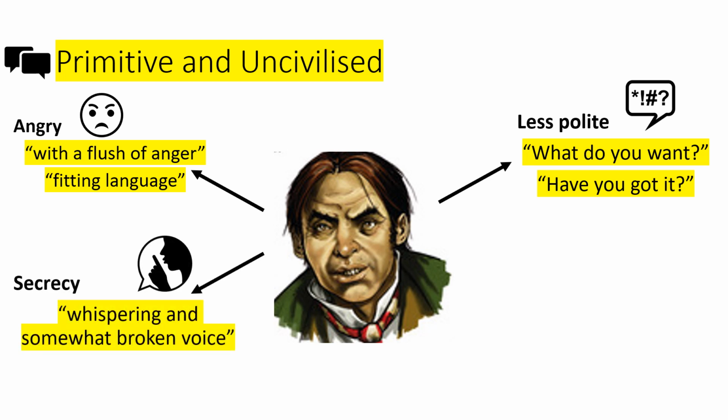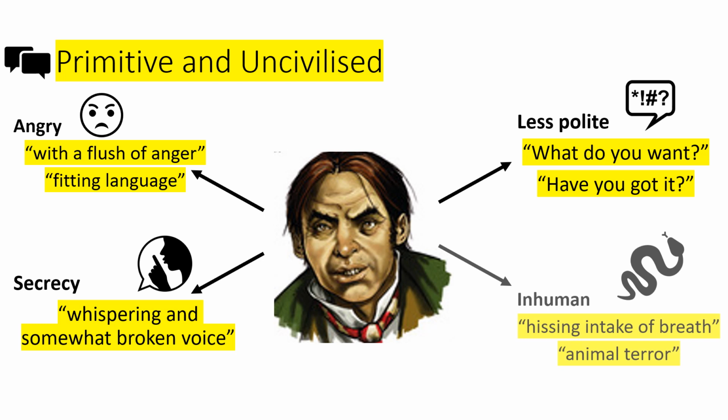Hyde is also associated with secrecy, as he uses a whispering and somewhat broken voice. He also is associated with inhuman voices too, like hissing and screaming in animal terror. This suggests that he is not fully human. So if you can learn these 4 different categories of speech related to Hyde, this will really help you, other than just saying that Hyde is disturbing. He speaks in a different way, and this gives away things about his character.